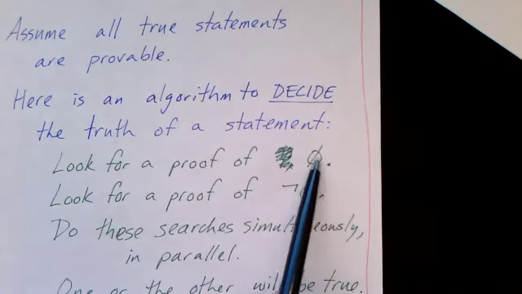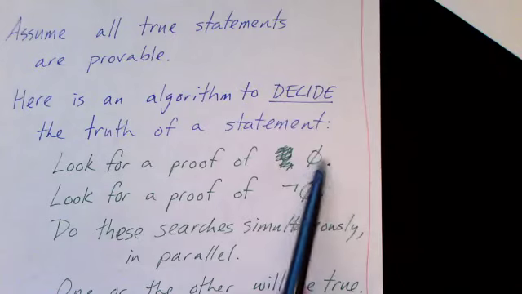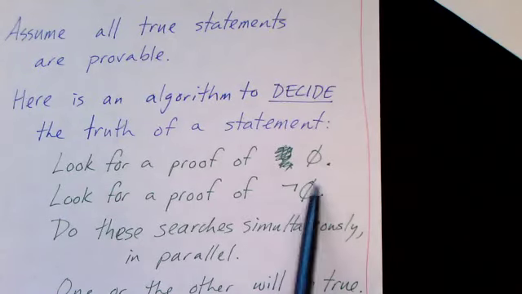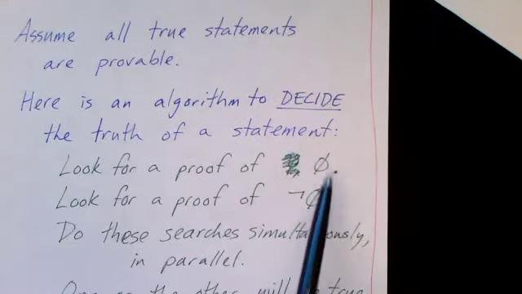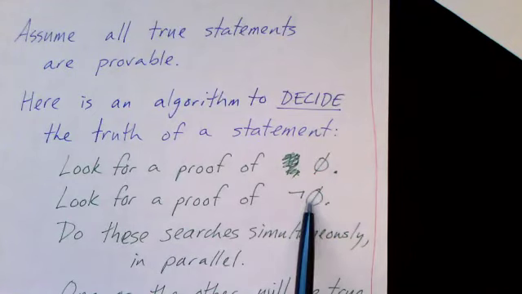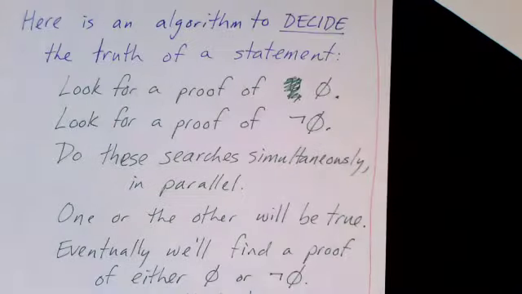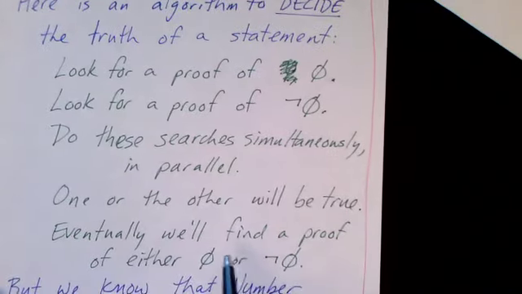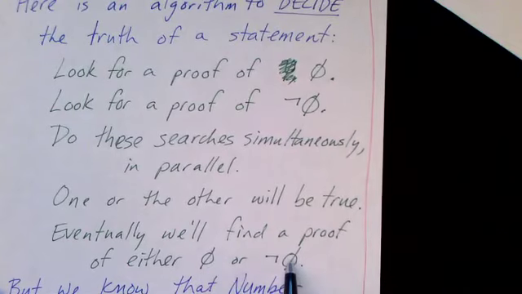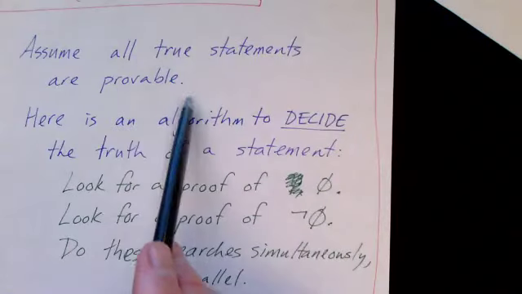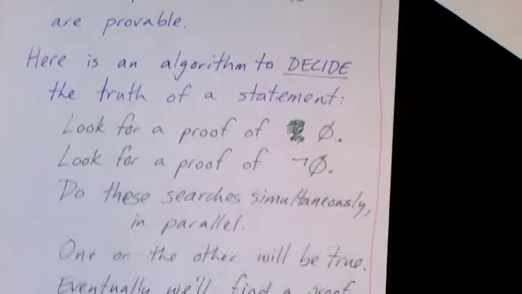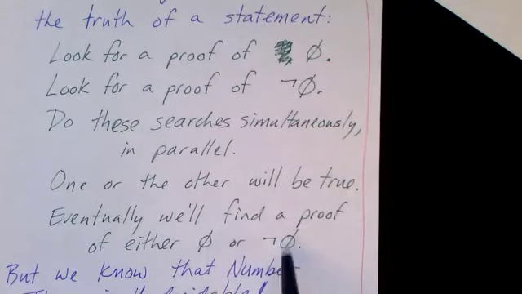Now either the statement is true or it's false. If it's true, then this statement is true, and if it's false, then this statement is true. So we assume that all true statements are provable, so there must be a proof for either this or this. One of these two statements is true. Eventually, we'll find a proof of either one or the other. Either we'll find a proof of phi or not phi. One of these has to be true, and we're assuming that all true statements are provable, and we can enumerate all proofs, so eventually we'll find a proof of either this one or this one, because either this is true or this is true.